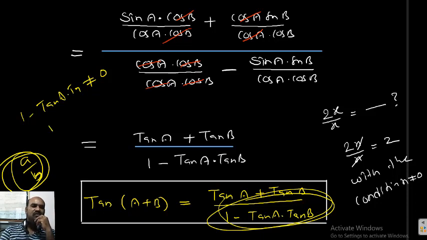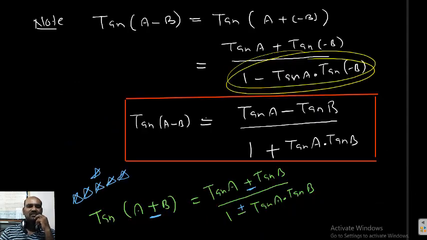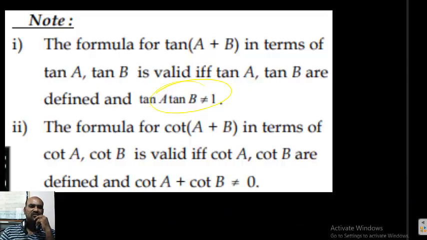What is the meaning of that? 1 should not be equal to tan A into tan B. That is the condition. Tan A into tan B not equal to 1, then only the tan of A plus B formula is valid. It is clearly given here in the note: the formula for tan of A plus B in terms of tan A and tan B is valid only if tan A and tan B are defined and tan A into tan B is not equal to 1. Same condition for cot of A plus B also.